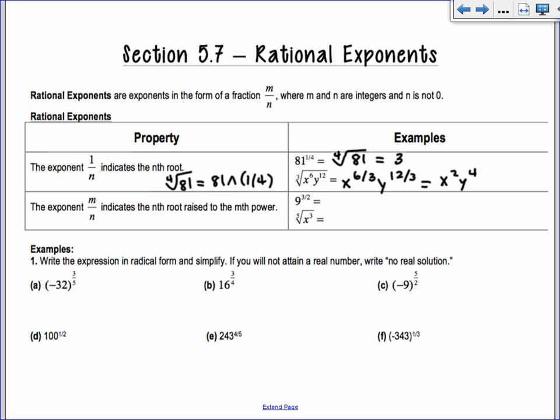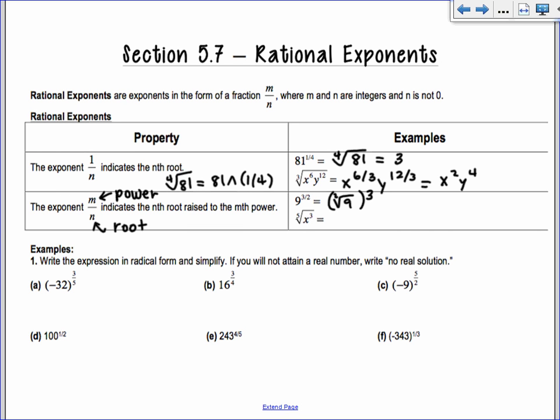Now if I have 9 to the 3 over 2, the top number, the m, is your power. The bottom number is the root. It makes sense because if I had 9 to the 1/2, it's the square root of 9. So if I have 9 to the 3 over 2, it's the square root of 9 raised to 3. I didn't write the 2. Do you see where the 2 is? The 2 is represented right here, like the square root of 9. So you don't have to draw that 2 if you don't want to.